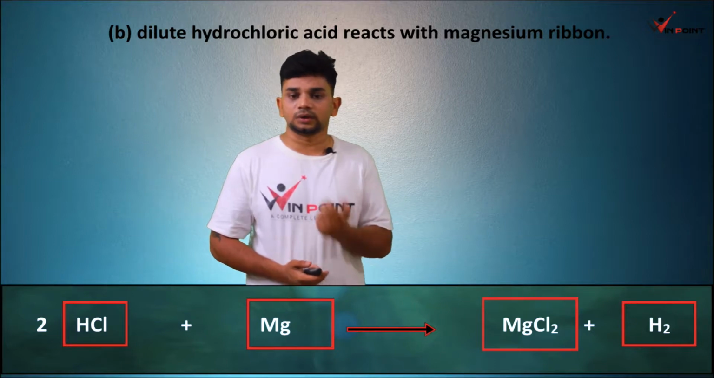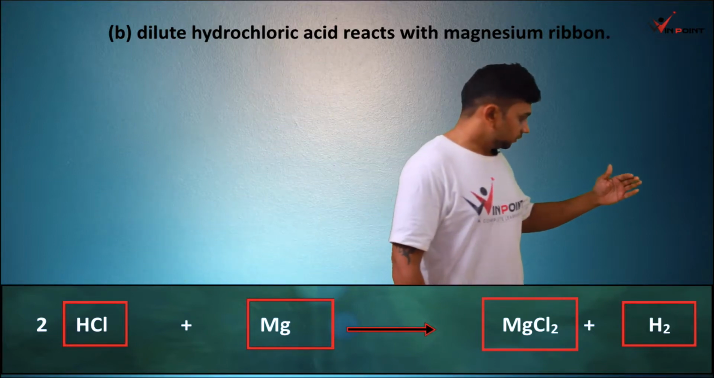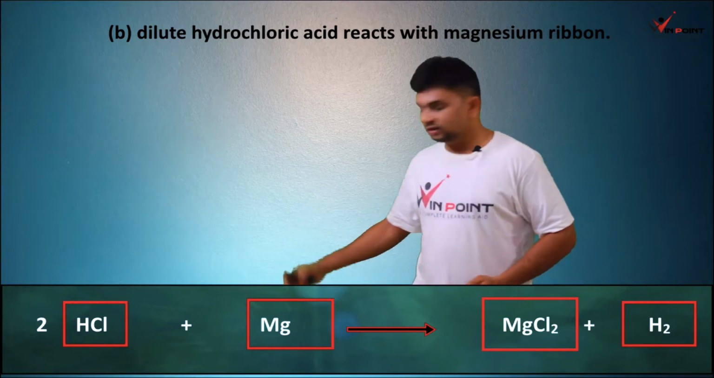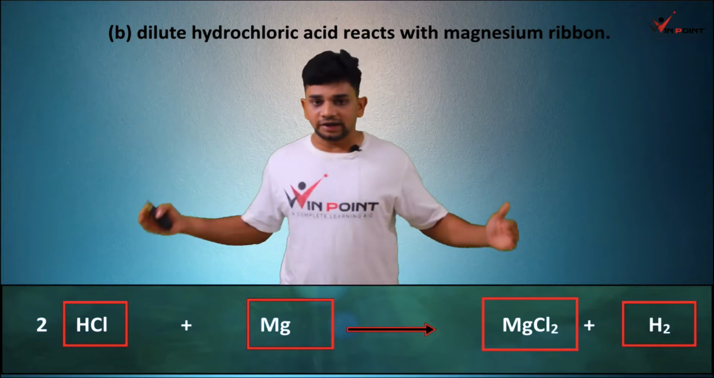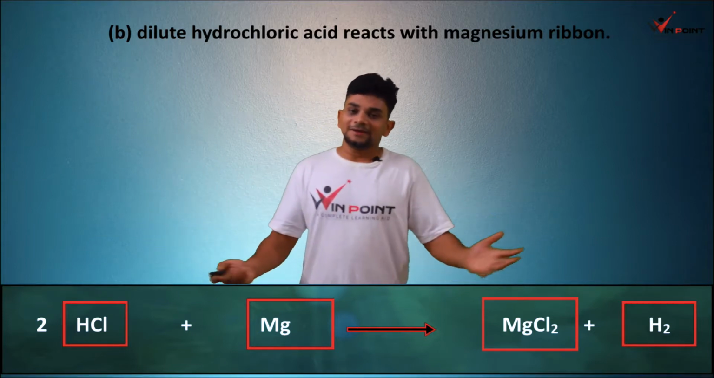There are 2 chlorine, 2 hydrogen in 2 HCl. Here also H2, 2 hydrogen, and MgCl2, 2 chlorine. Here it is Mg, here it is MgCl2. On both sides there is one Mg. So it is a balanced equation.